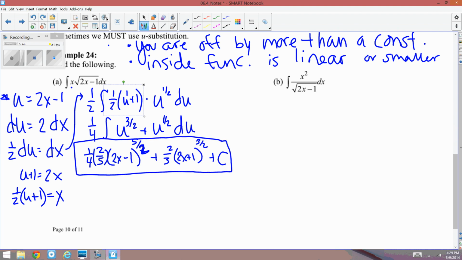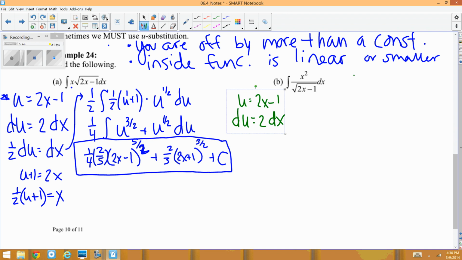So there you go. You can rewrite this in multiple ways. You can simplify it. You can factor out least powers. But I'm not going to take the time to do that right now. All right, let's try this next one. We're going to let u equal 2x minus 1 again. So du equals 2 dx, or 1/2 du equals dx.